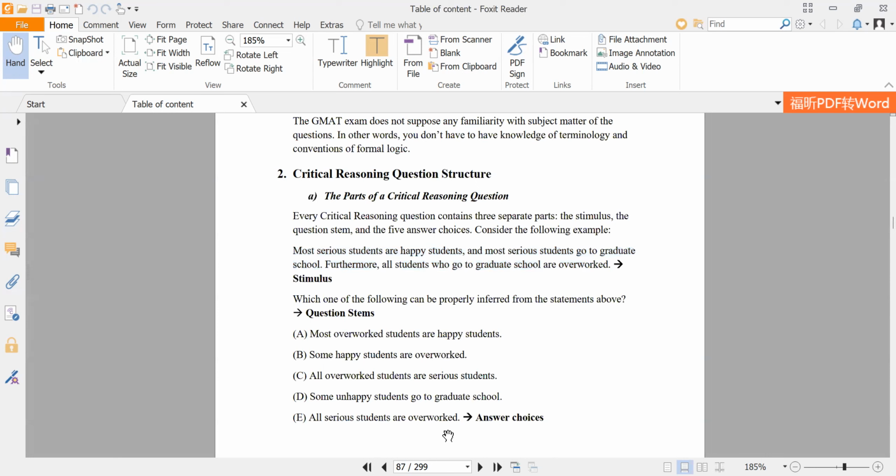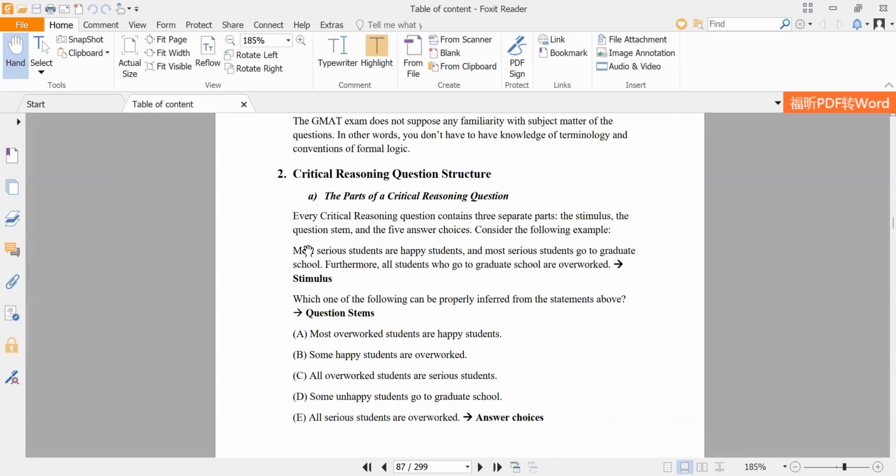Oh, by the way, I'm using the course book with 299 pages, and I'm at page 87. So you can turn to that page to follow the content more easily.